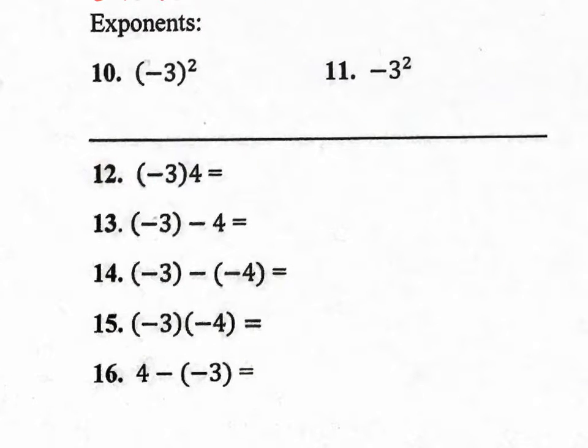There's a big difference when you have parentheses around the base that's negative, as opposed to when you don't have parentheses around the base that's negative. Okay, there's a big difference. Let's zoom in and look at number 10 here. We have -3 in parentheses to the 2nd power.